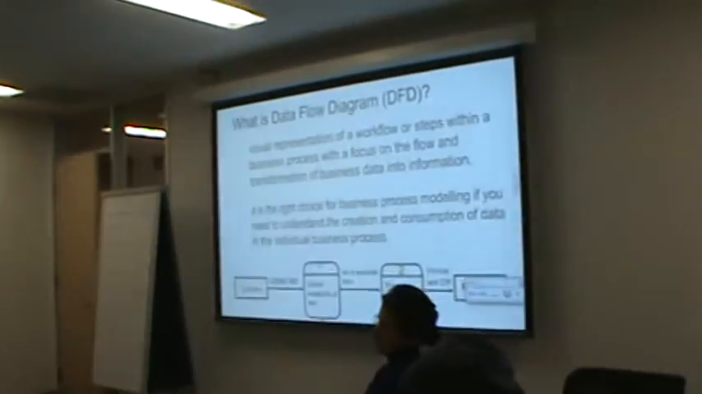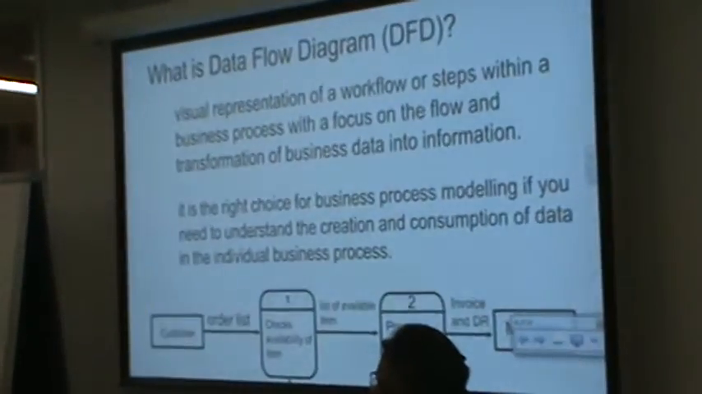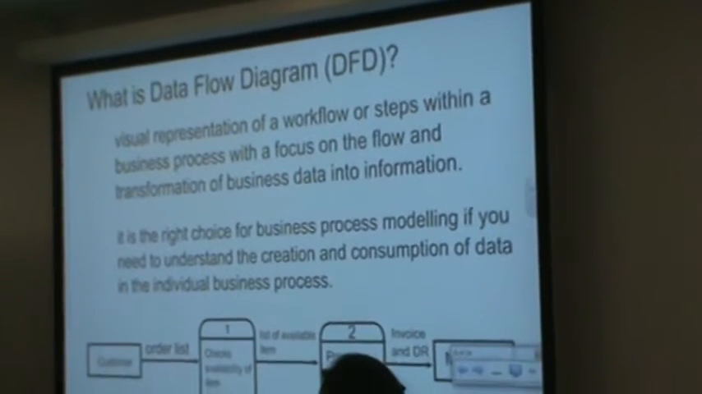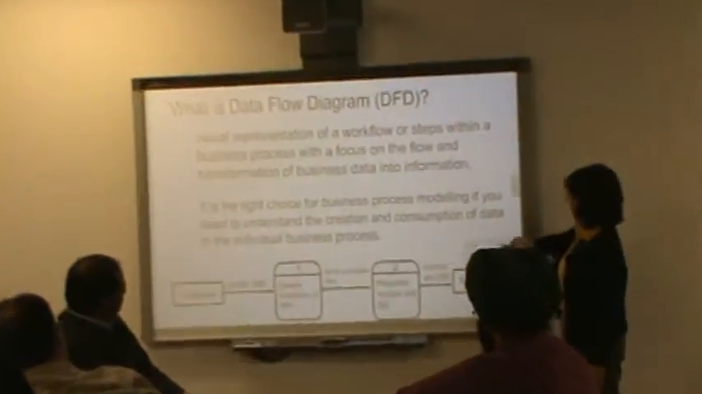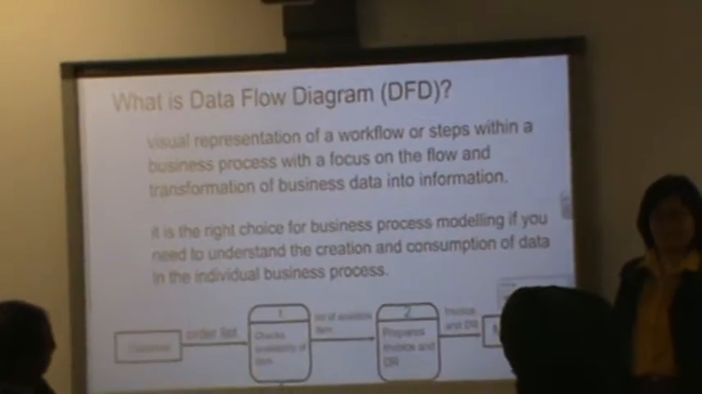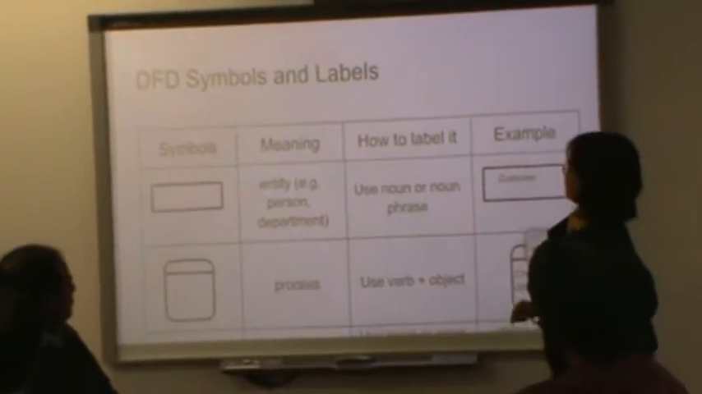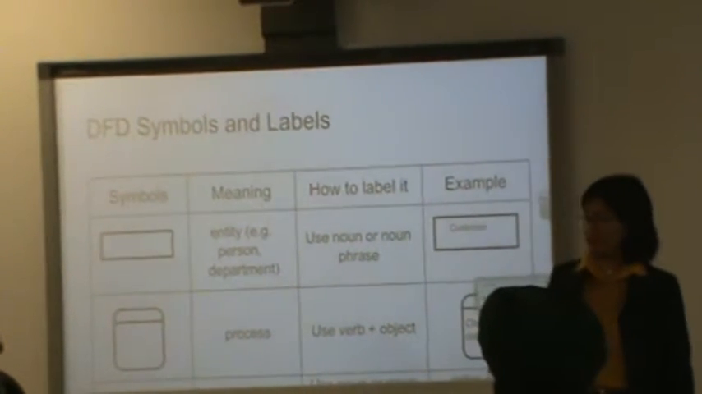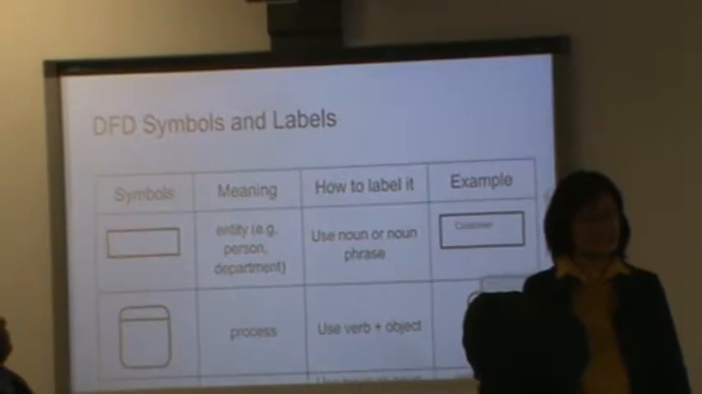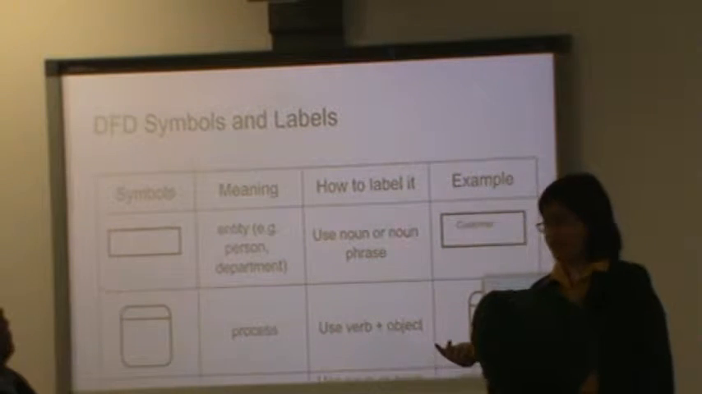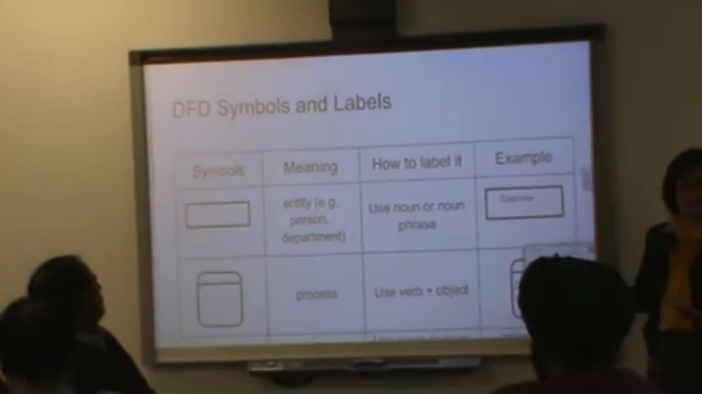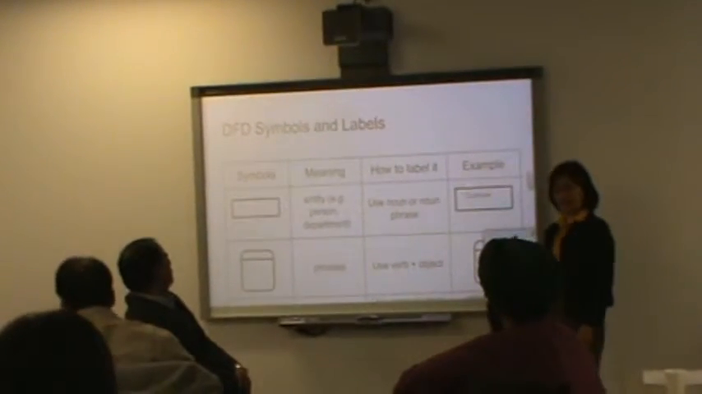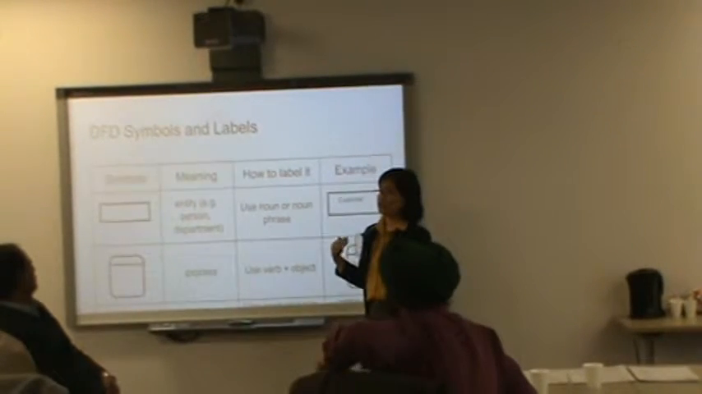Now, by the way, this is an example of a diagram. Say the customer orders an item, checks the availability of the item, prepares a DR, and then you submit it to the manager. Can you follow? Yes. Okay. Now, before you can use a DFD, you need to understand what the symbols are for and how you label them. So you don't just simply make a symbol and let anybody read it without understanding how to use these symbols.